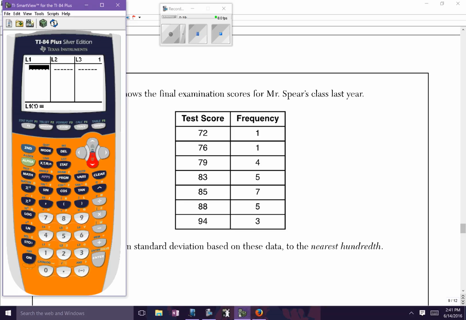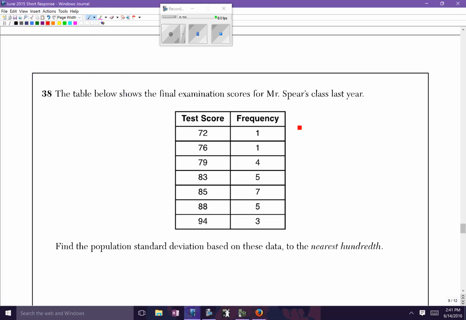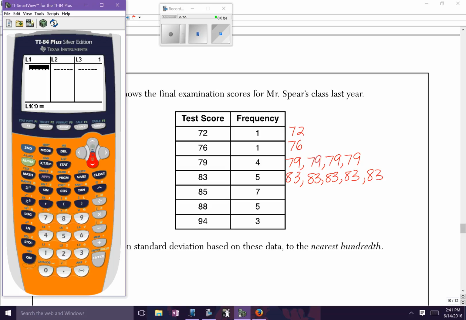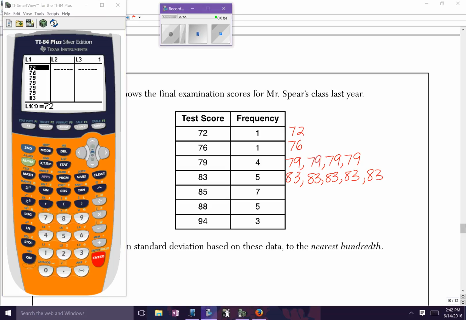You want to make sure the frequency is right, which is where I think students are most likely to get tripped up. So this is a 72, this is a 76, but this is a 79 4 times. This is an 83 5 times. Okay, so on and so forth. That's an 85 7 times. All right, so I'm going to enter all this data in my calculator. Okay, so you can see my data has all been entered. I double checked to make sure that I entered each test score in the appropriate number of times.